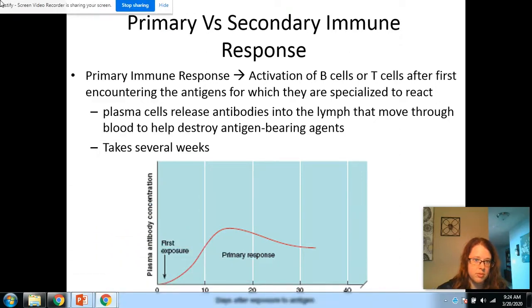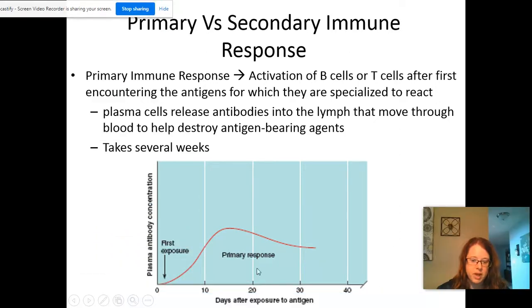I'm going to move that up there. Okay, so we have days after exposure to antigen, and then we have plasma antibody concentration. So the antibodies produced because of this antigen. So at day 0, obviously you're exposed to the antigen, for example, coronavirus. You're exposed to it, and slowly your body starts to create these antibodies to fight it off.